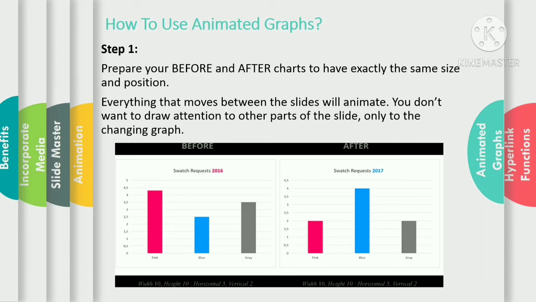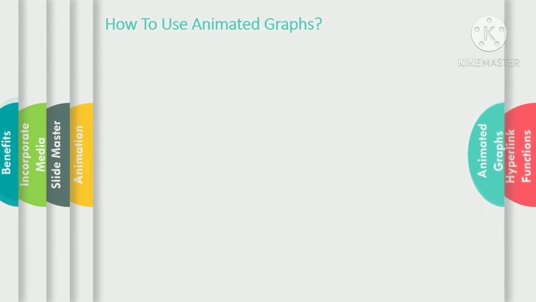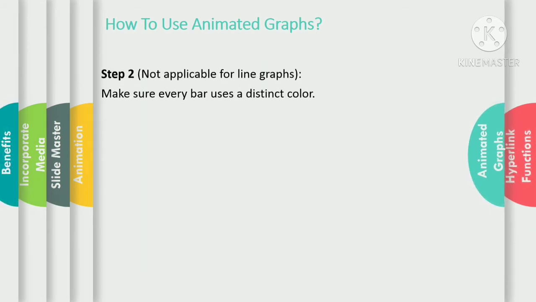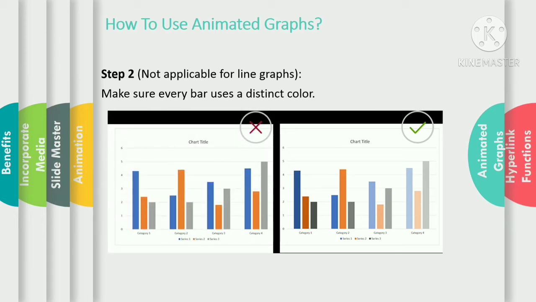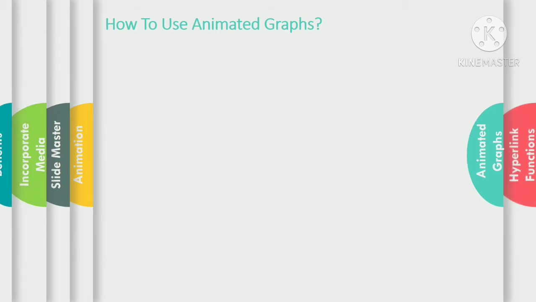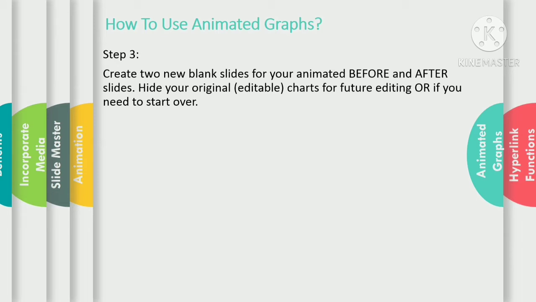Step 1 is prepare your before and after charts to have exactly the same size and position. Everything that moves between these slides will animate. You don't want to draw attention to other parts of the slide, only to the changing graphs. Step 2 is make sure every bar uses a distinct color. Step 3 is create 2 new blank slides for your animated before and after slides. Hide your original charts for future editing or if you need to start over.